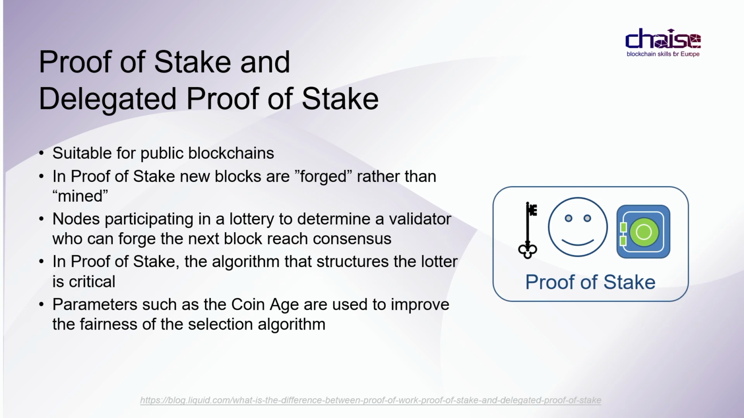Delegated proof of stake is an evolution of the proof of stake, as it allows users to vote for the next block validator by spending a number of tokens. Therefore, this is a situation of token holders electing delegates rather than creating blocks themselves.